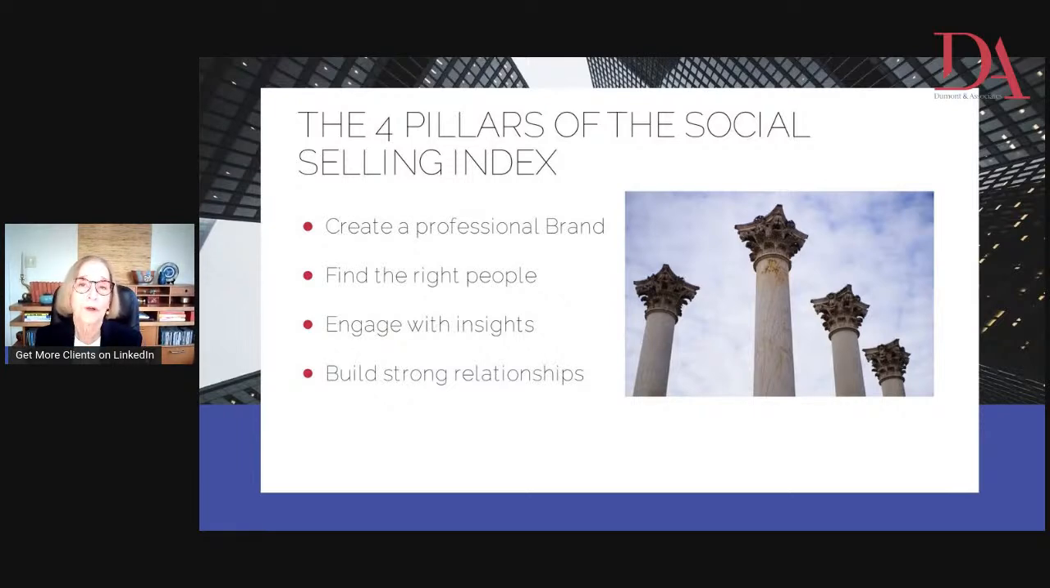Now, the final pillar is building relationships. And this is what a lot of people miss. They don't understand the importance of building relationships.